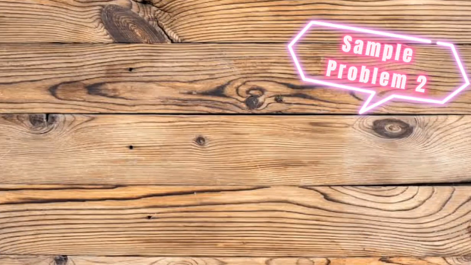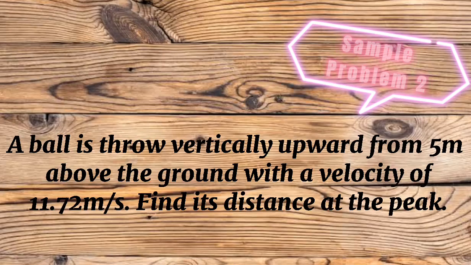Sample problem number 2. A ball is thrown vertically upward from 5 meters above the ground with a velocity of 11.72 meters per second. Find the distance at the peak.